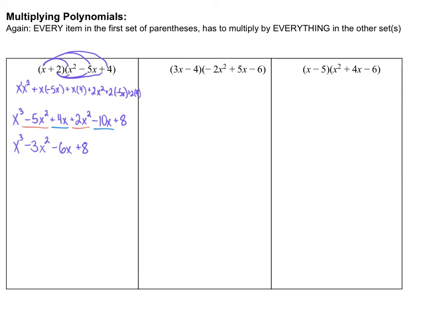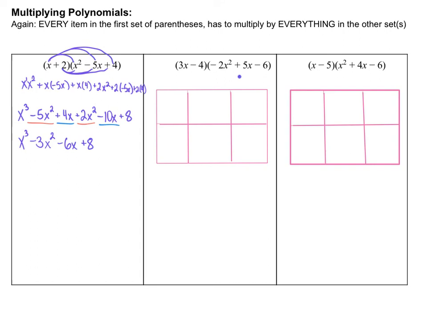This other method is what we call the box method. All right, so on the second one, you can see I have a box set up. The reason I do this is because in my first set of parentheses, I have a 3x and a minus 4. So I'm going to put the 3x and the minus 4 on the side with 2. And on top goes the negative 2x squared plus 5x minus 6. So negative 2x squared plus 5x minus 6.